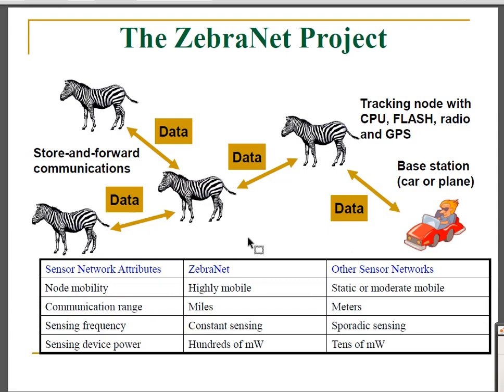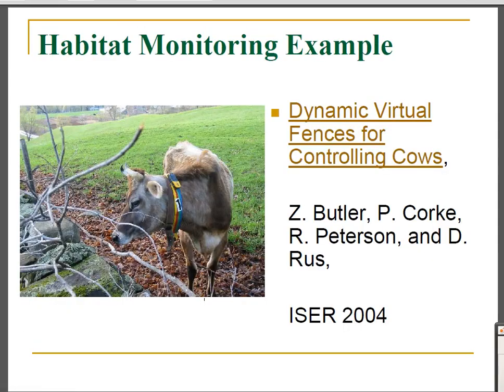This is basically a requirement. You have to look at it: the design that I'm going to build should be for a highly mobile network, and the range is miles. The frequency is constant sensing, and so on and so forth. These things must be considered before we finalize our design.